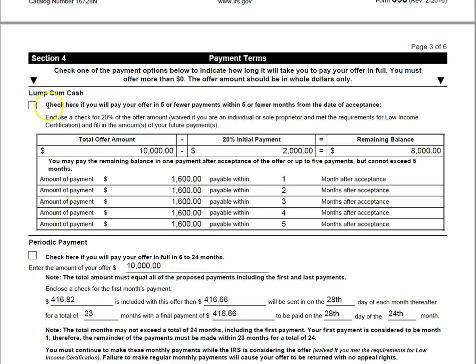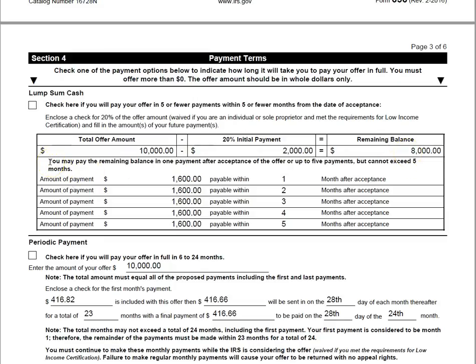So on the lump sum cash offer, if you're doing that, you would check this box here and you would enclose a check for 20% of the offer, which is waived if you met the requirements for the low income certification. So we're going to put in the total offer amount of $10,000. In this case, we're not going to qualify for the low income certification, so we're going to also include our 20% initial payment of $2,000, leaving a balance of $8,000.